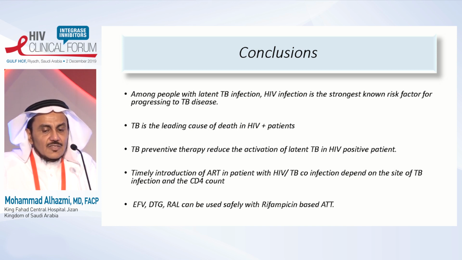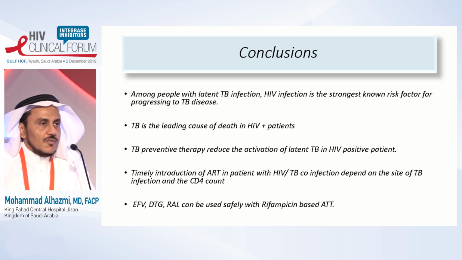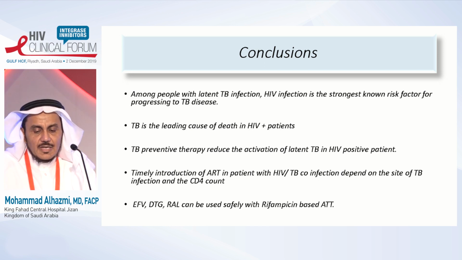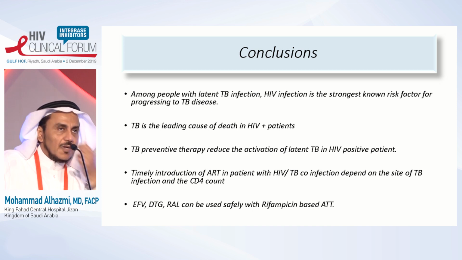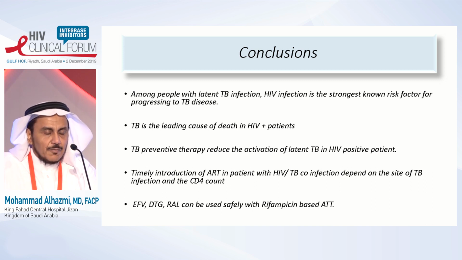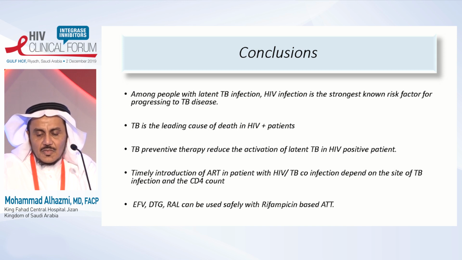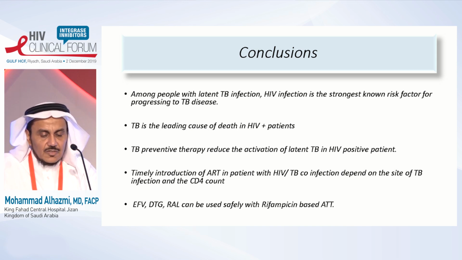Among people with latent tuberculosis, HIV is the strongest known risk factor for progression to active tuberculosis. TB is the leading cause of death and the main cause of admission in HIV-positive patients. We have TB preventive therapy that can reduce the activation of tuberculosis and prevent the infection. And we have to be more active in using this, whether we have a positive test or not, because we are really having a problem with the skin test in patients with advanced immune suppression. Timely introduction of antiretroviral therapy, depending upon the HIV status, the CD4 count of the patient, and the site of infection, is the key.